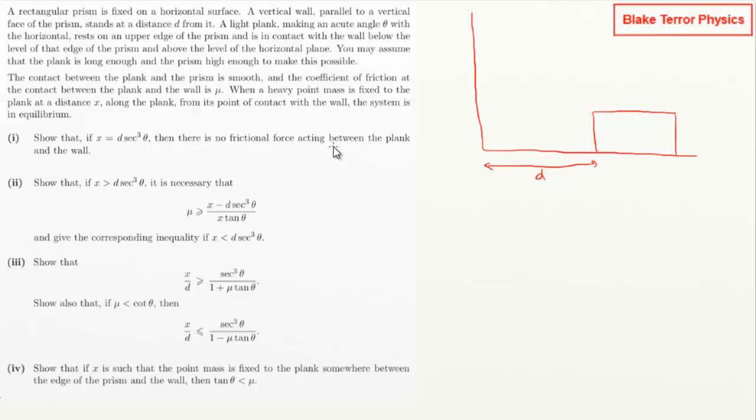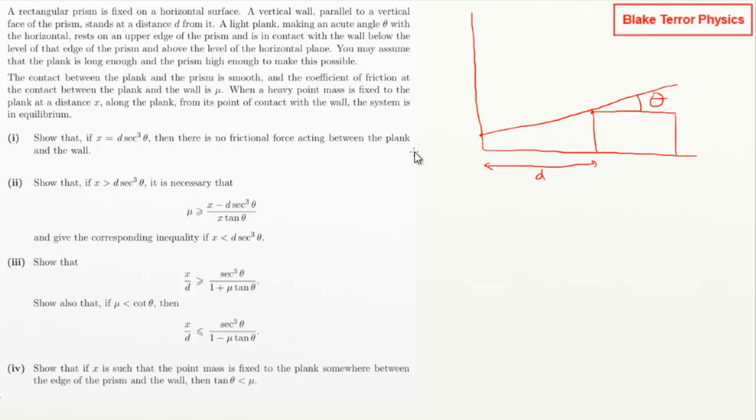A light plank making an acute angle theta with a horizontal rests on the upper edge of the prism. So it's resting here, makes contact with the wall below the level of that edge of the prism and above the level of the horizontal plane. So let's say there. So I've got a plank doing something like that at angle theta. You may assume that the plank is long enough and the prism high enough to make this possible.